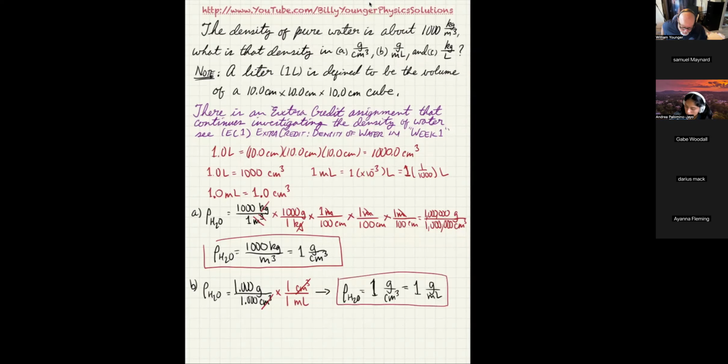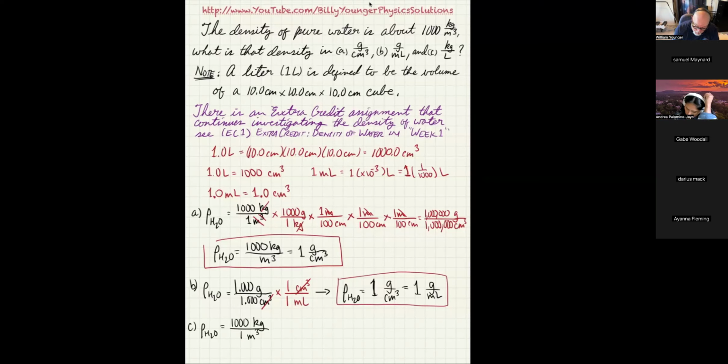And finally, what we're going to do is figure out how to convert this to kilograms per liter. So I'm going to start off with part C. I'm going to say the density of water is equal to, since I want it in kilograms, 1,000 kilograms on the top, and that's 1 cubic meter on the bottom. But I want to convert that to liters, and what I know is 1 liter is 1,000 cubic centimeters.